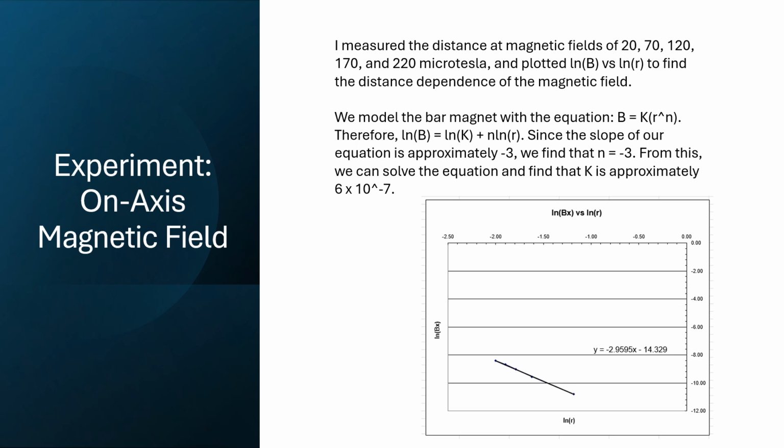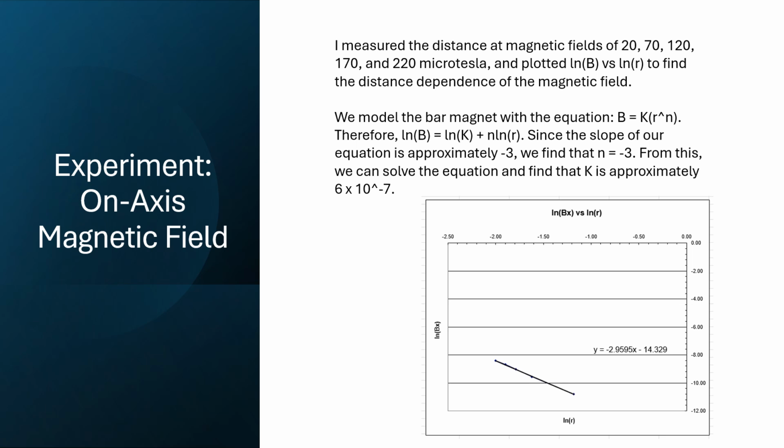I measured the distance at magnetic fields of 20, 70, 120, 170, and 220 microtesla and plotted ln B versus ln R to find the distance dependence of the magnetic field. In this lab, we modeled the bar magnet with the equation B equals K times R to the N. Therefore, ln B equals ln K plus N ln R.